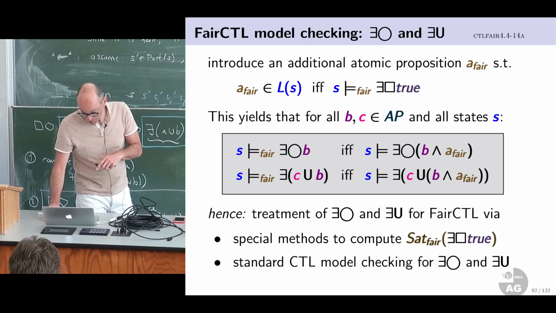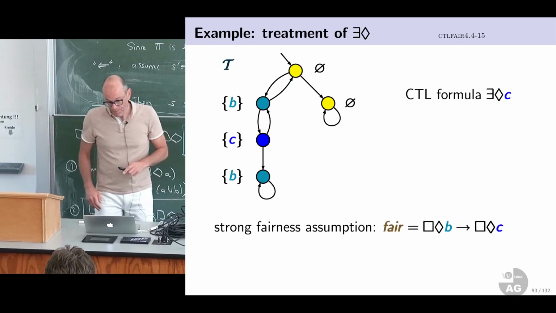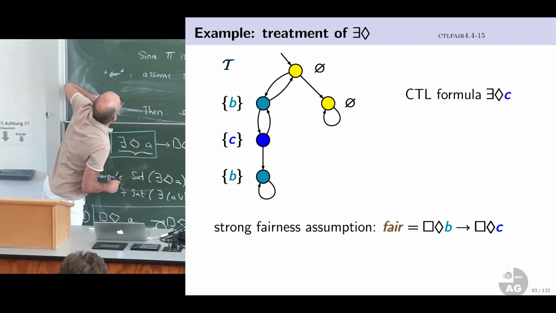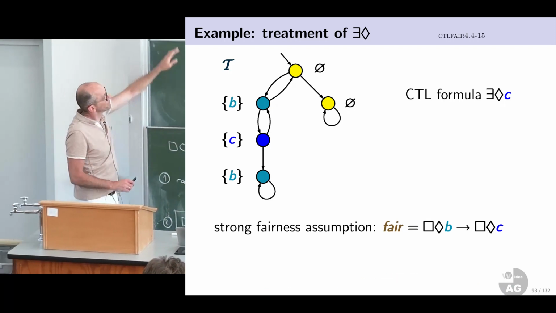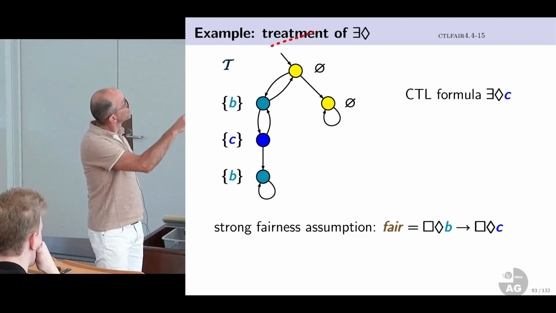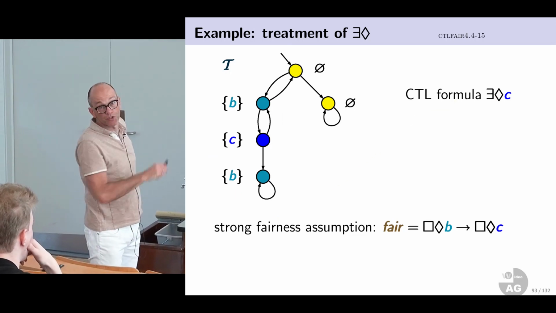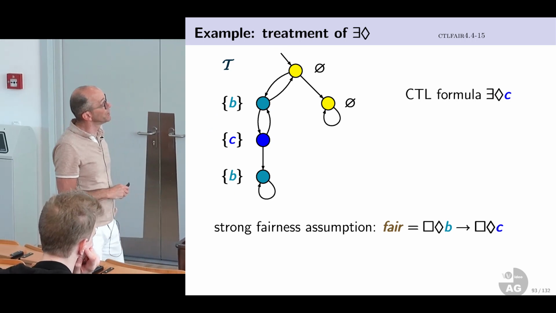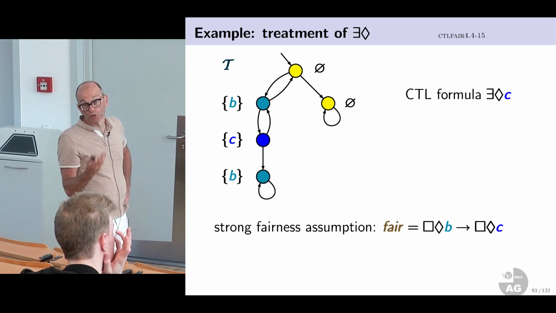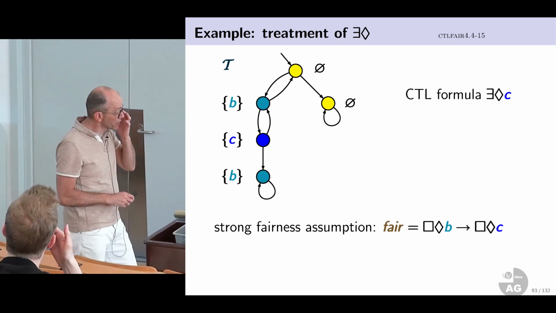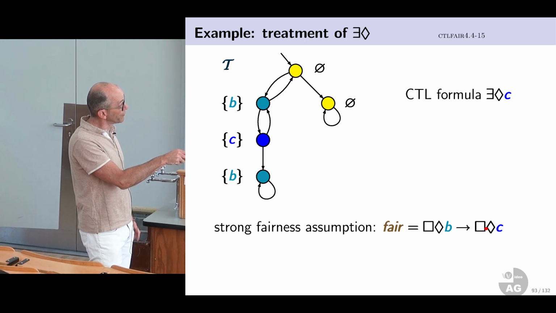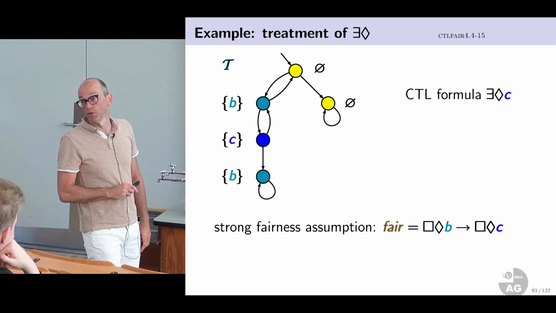No questions. Good. Okay, so here is a small example. This is my transition system. This is the formula I want to check. Does there exist a path that eventually reaches a C state? But I'm going to impose a fairness assumption, and the fairness assumption says if you infinitely often visit a light blue state, you should infinitely often visit a dark blue state.